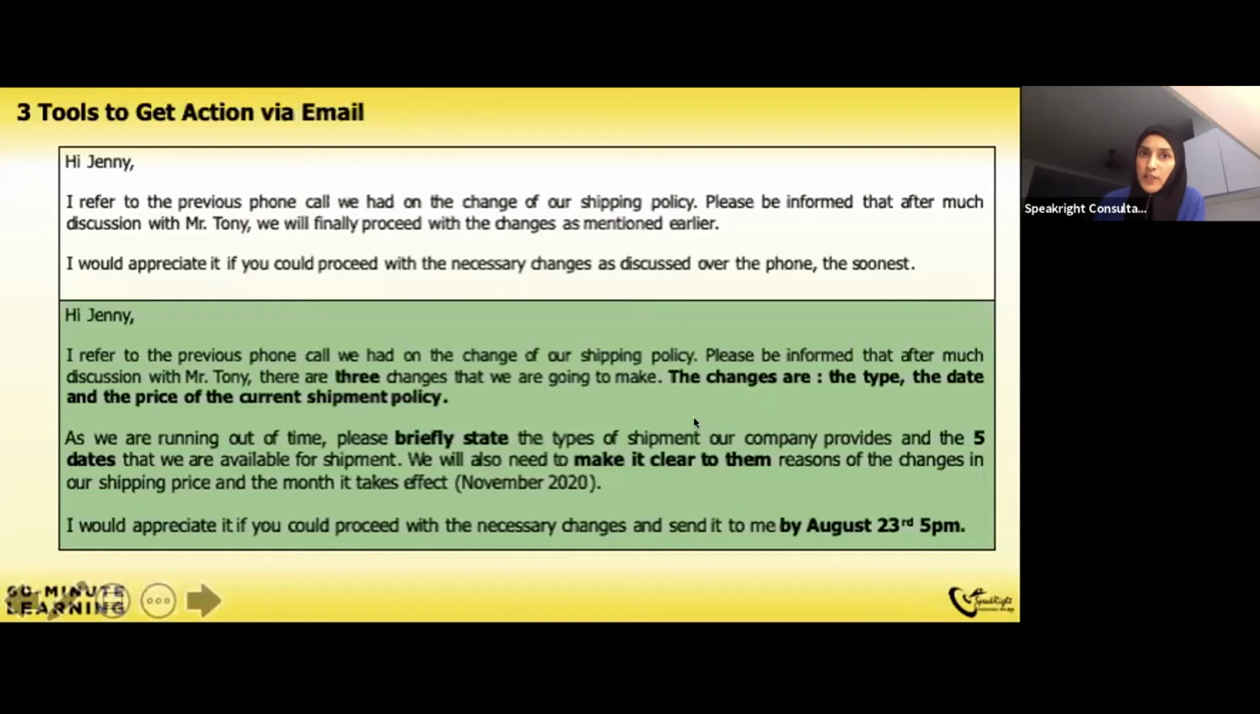So this is the first tool that we can use, which is known as the MAT method or technique, where we make sure that, I repeat, we make sure that there is mutual understanding, there is action details, and there is a specific time frame so that we will get the action that we want from email.